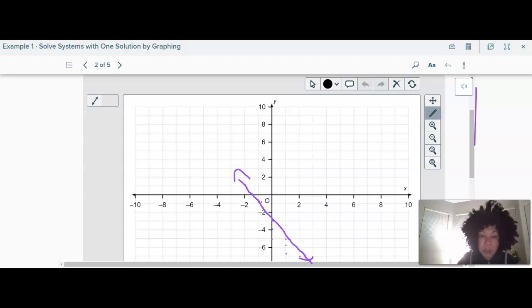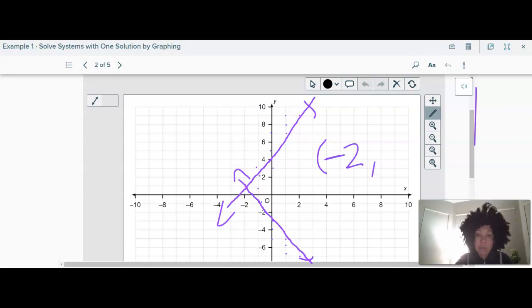And then the other equation is 2x plus 5. So here's 5. I would go up 2 over 1, up 2 over 1. And I'm also going to go down 2 over 1, down 2 over 1. And the reason I do that is that if I do this, again, my graphs are not perfect, but I can see that right here at (-2, 1) is where these two lines meet, okay?